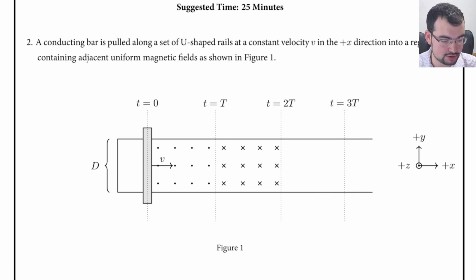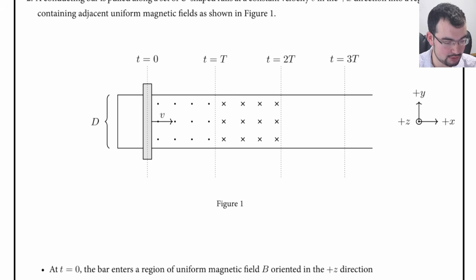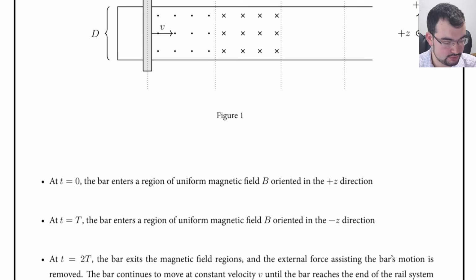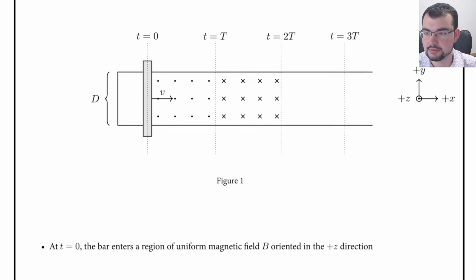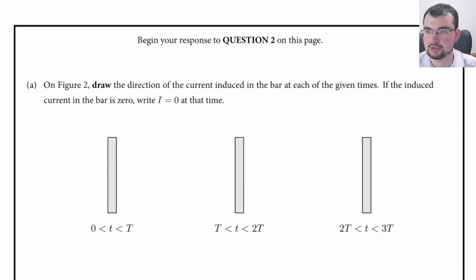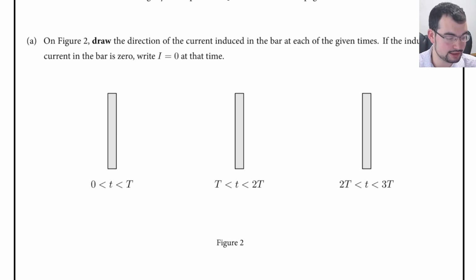So based on the picture, this shouldn't look unfamiliar, right? This is just our classic bar and rails system. So we know this is going to be magnetism, Faraday, motional EMF related. So we are moving a conducting bar at constant velocity along a set of U-shaped rails. And we're given this time description here, where it starts without being in a magnetic field region, then we drag it through an out-of-the-page B field, then there's an into-the-page B field, and then there's no B field. So part A wants us to draw the direction of the induced current, if any, at each of these times.